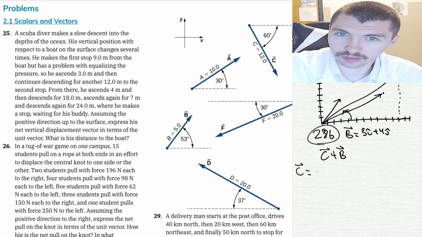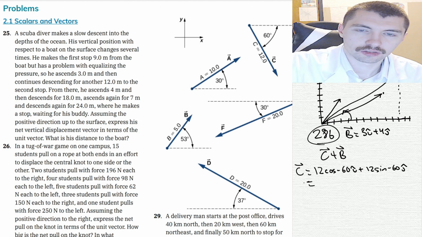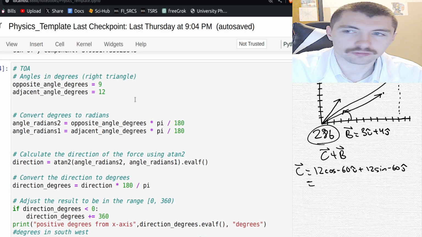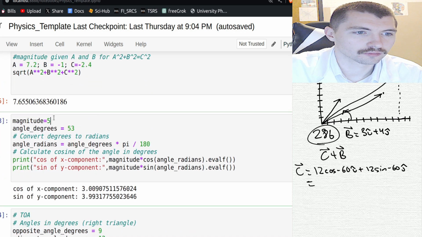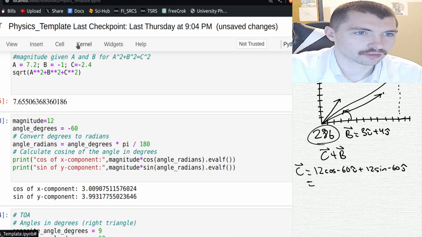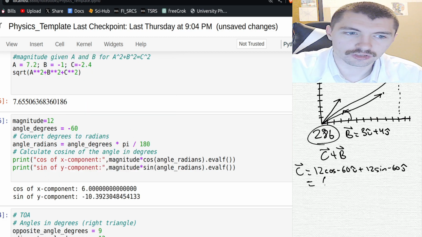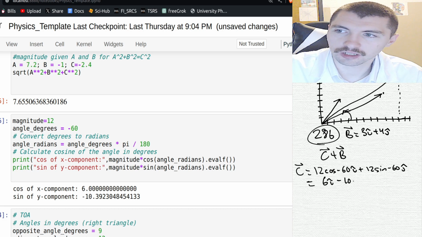C is here, C is 12 at negative 60. So C is going to be 12 cosine negative 60 in the i direction plus 12 sine negative 60 in the j direction. Okay. And negative 60. So 6i minus 10j.